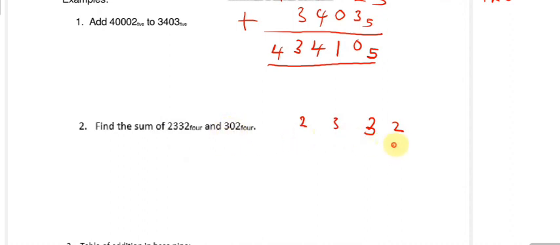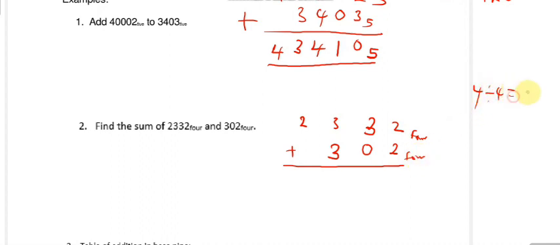2, 0, 3, then plus. So they are in base 4. So 3 plus, okay, 2 plus 2 is 4. Since it's up to base 4, I'm going to divide by 4 again. And that will give us 1, remainder 0. So I have to write this 0 here. Then I'll carry this 1 and add this to this as 4 again.